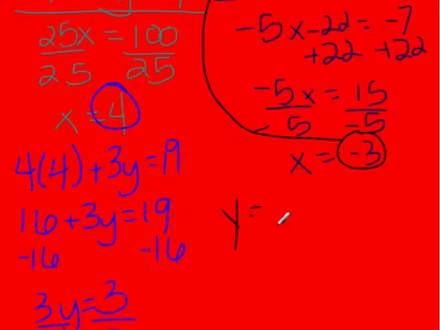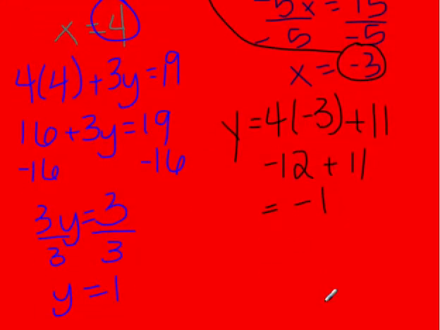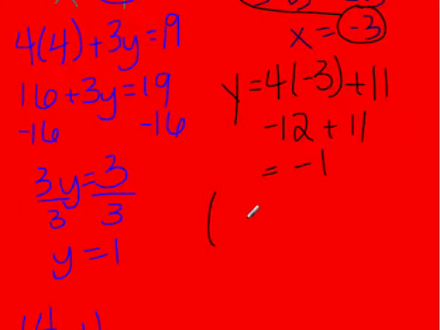So I'm going to take x out completely and put negative 3 in instead. And then I'm going to get 4 times a negative 3 plus 11. 4 times a negative 3 is a negative 12, plus 11. Negative 12 plus 11 is negative 1. So y is equal to a negative 1. So then we have negative 3, negative 1 for our final answer.